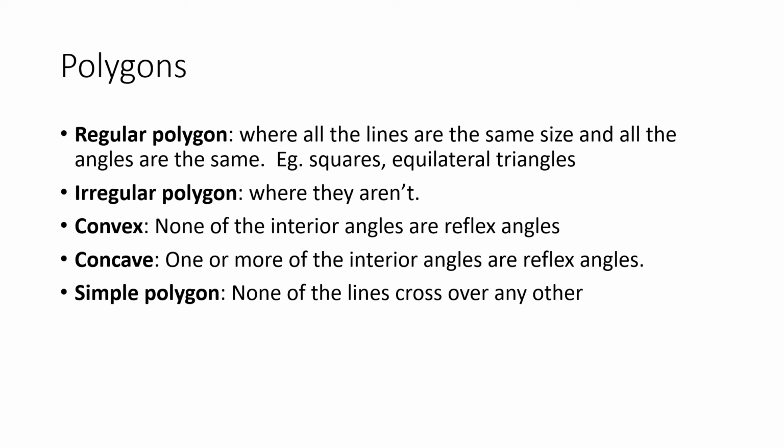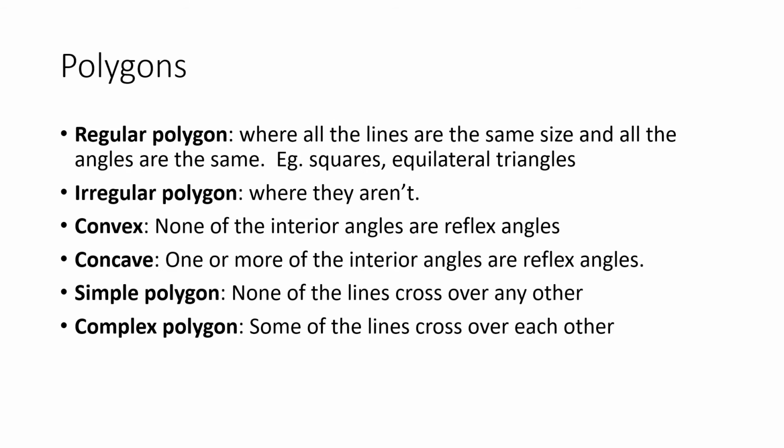A simple polygon, none of the lines cross over, but in a complex polygon, the lines cross over each other, and that can result in this sort of hourglass shape. It can even result in some part inside the polygon being bounded by the polygon, but not part of it, if you get what I mean.